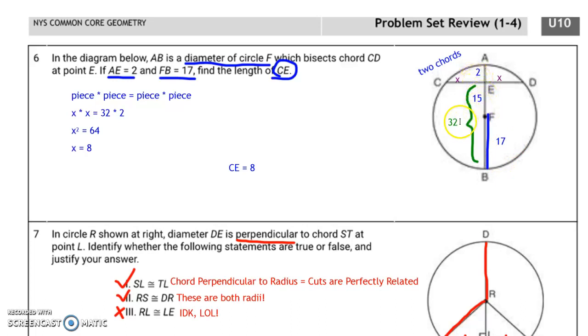Adding 17 and 15 gives us 32, so that means this piece of the two chord intersection is going to be 32. This piece is 2, as already given, and we know that when a radius is perpendicular to a chord, it splits the chord into two equal parts. It bisects the chord. So I solve this equation, this very simple algebra problem, and I get 8.